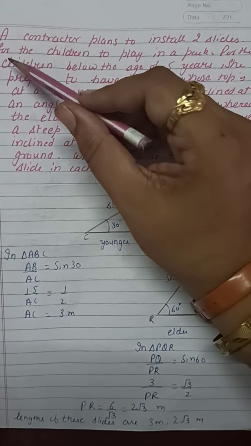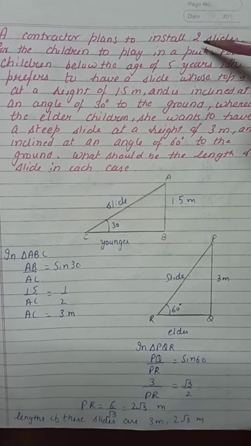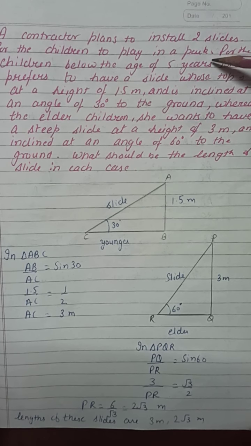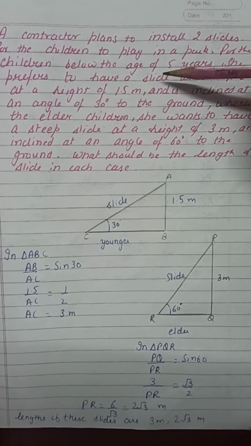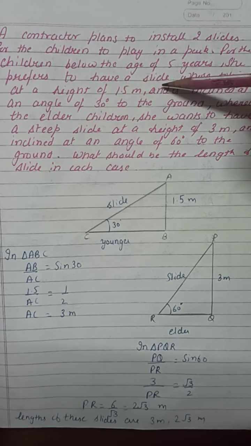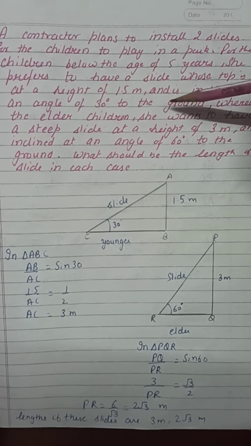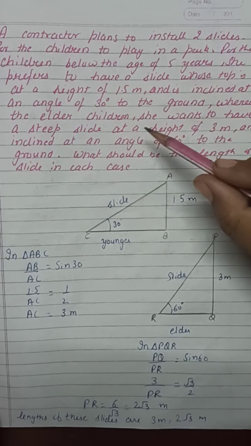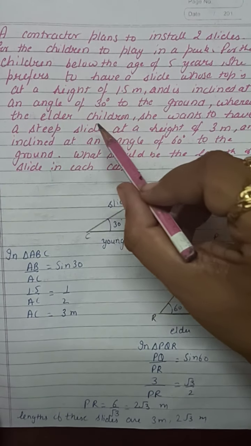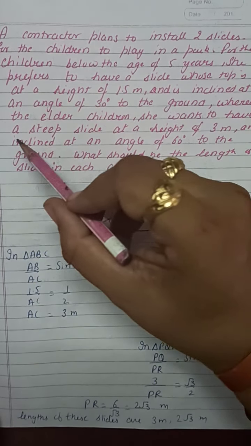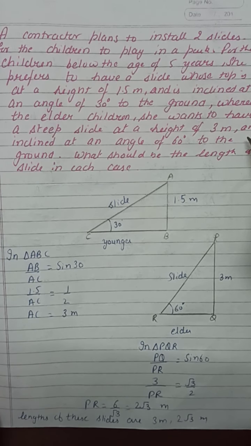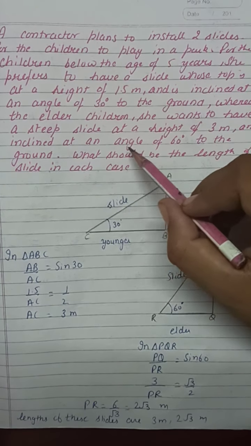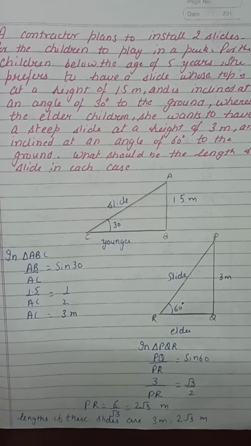So what is given in this question? A contractor plans to install 2 slides for the children to play in a park. For the children below the age of 5 years, he prefers to have a slide whose top is at a height of 1.5 meter and is inclined at an angle of 30 degree to the ground, whereas for the elder children, she wants to have a steep slide at a height of 3 meter and inclined at an angle of 60 degree to the ground. What should be the length of slide in each case?